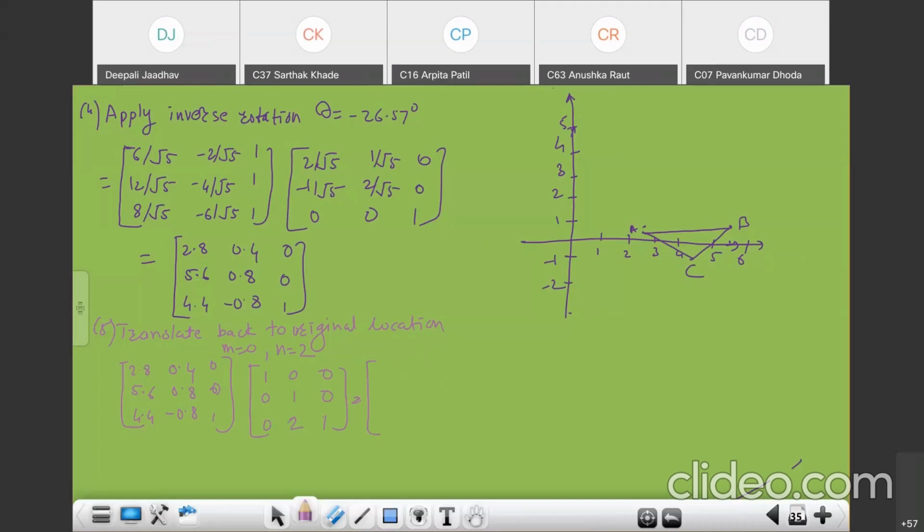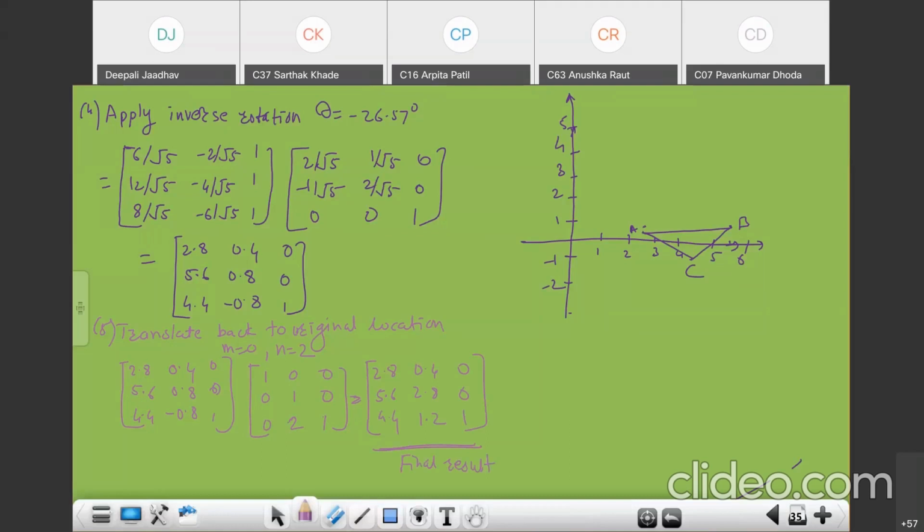The result is 2.8, 0.4, 5.6, 2.8, 4.4. Now only the last value changes. Instead of minus 0.8, it becomes 1.2. And that is our final triangle. That is our final result.